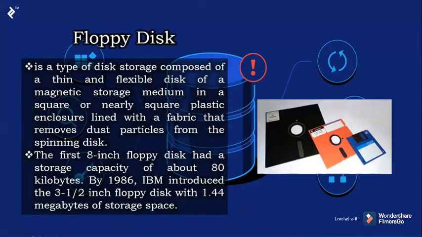Floppy disk is a type of disk storage composed of a thin and flexible disk of a magnetic storage medium in a square or nearly square plastic enclosure lined with a fabric that removes dust particles from the spinning disk. The first 8-inch floppy disk had a storage capacity of about 80 kilobytes. By 1986, IBM introduced the 3 1/2-inch floppy disk with 1.44 megabytes of storage space.